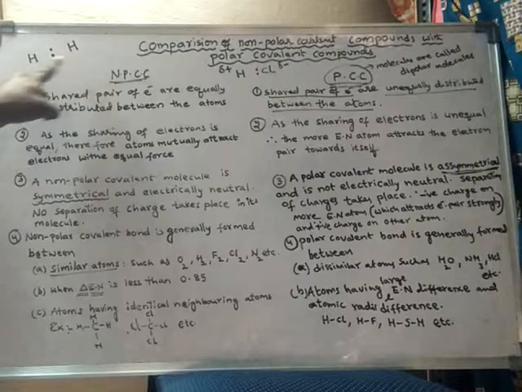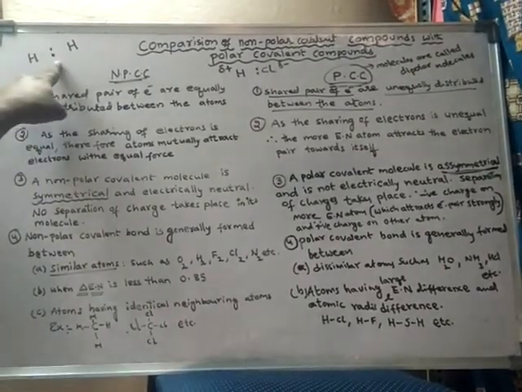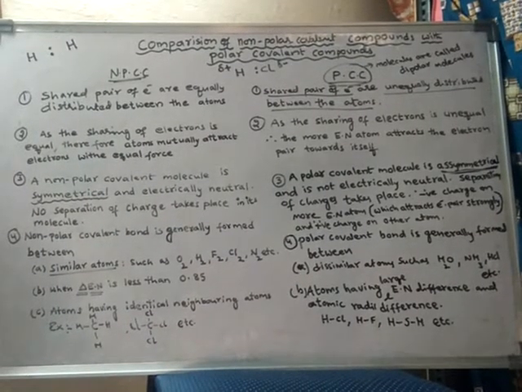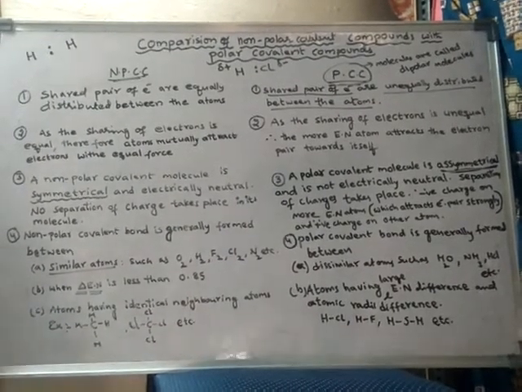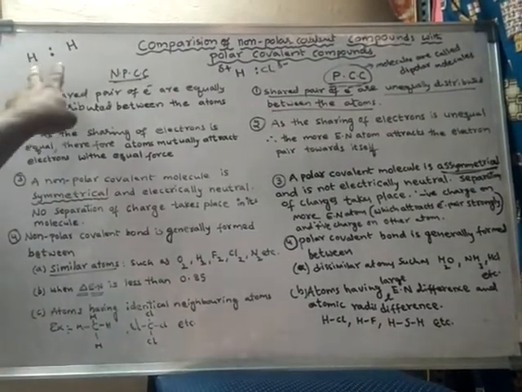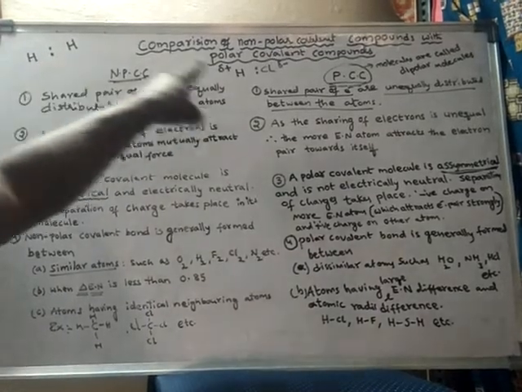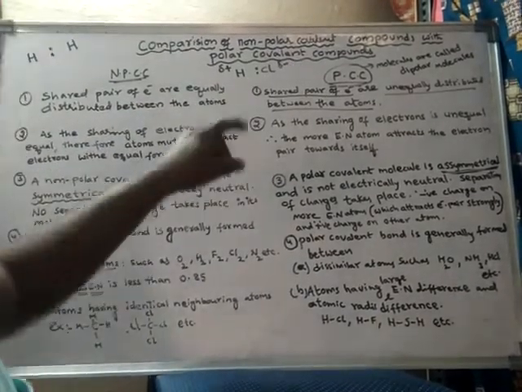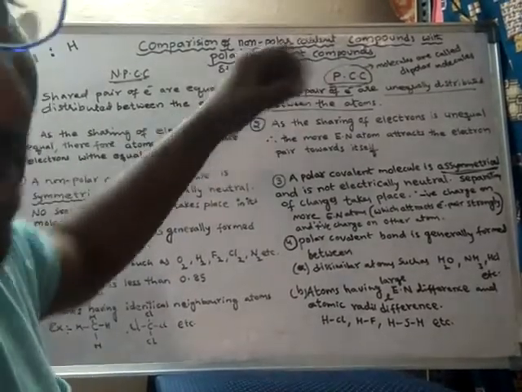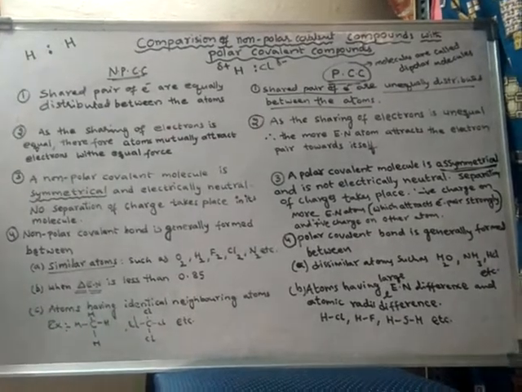But in this molecule, there is no charge separation, because the electron pair is distributed symmetrically, equally. Therefore there is no charge separation, and the molecule is said to be electrically neutral. Here it is not electrically neutral because you will find positive charges and negative charges. Okay, right.